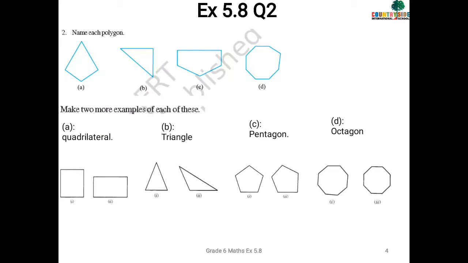Okay, in the same way, this figure also has 8 sides. Done. So in this way, your question number 2 from the exercise 5.8 is completed, and it is a very easy question. You just have to count and name the polygons.